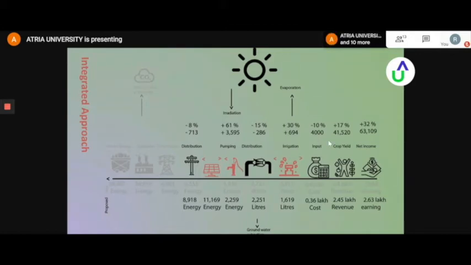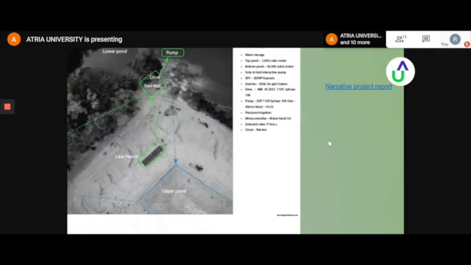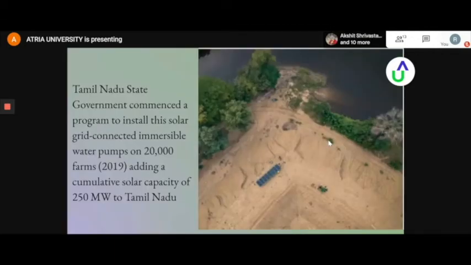And next, please. The important part is we designed it. The narrative is the same as the YouTube video. Keep moving on. So we did this. And here's the best part. Tamil Nadu state government agreed. We were the test case, and they're putting in 20,000 farms, and 250 megawatts of solar capacity has been added.